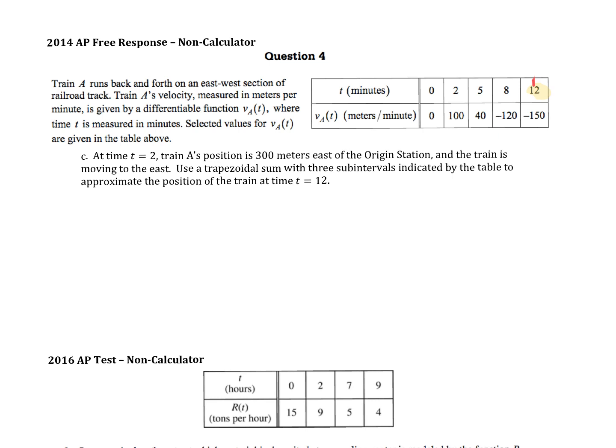So now we got to go practice. All right. Whew. Train is going back and forth. The velocity is given. Meters per minute.